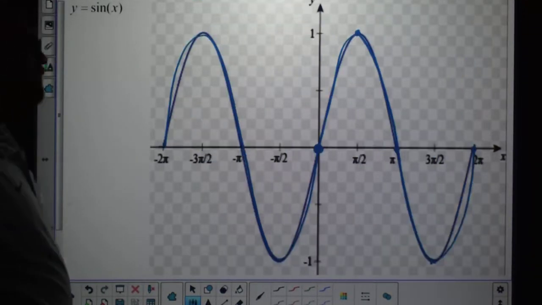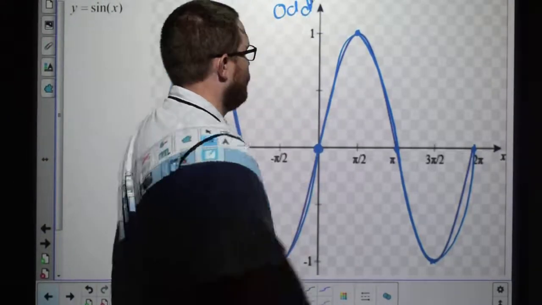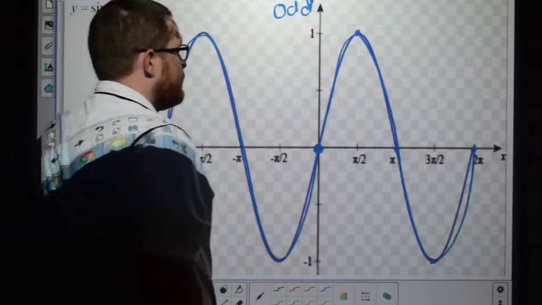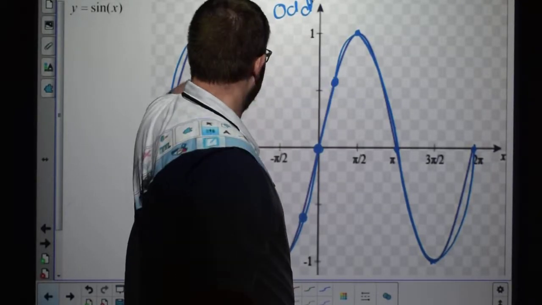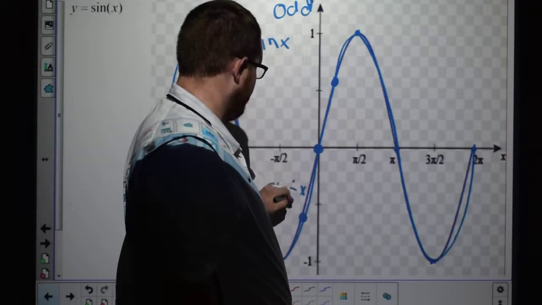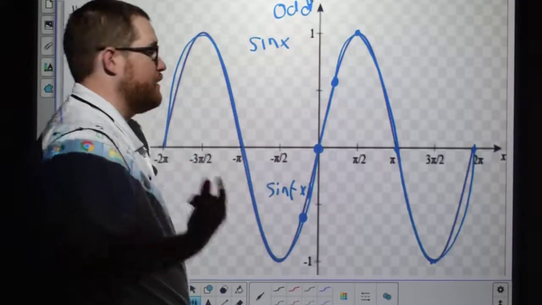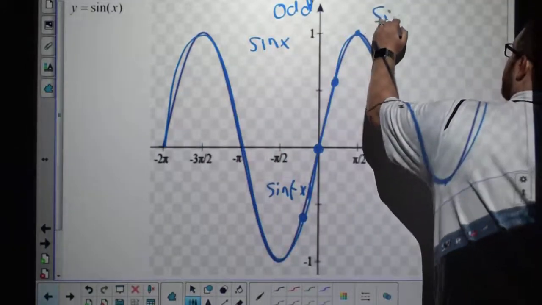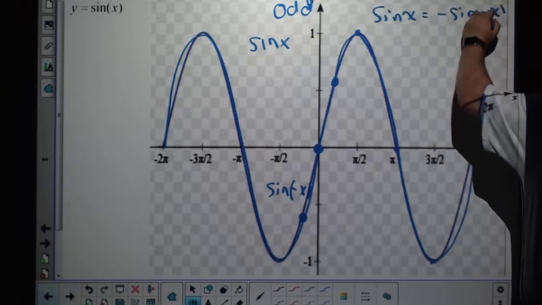How about sine? Well, sine is odd, meaning it's symmetric about the origin. If I were to take this and rotate it 180 degrees, I would get this back. So let's talk about a sine of a positive and a sine of a negative. Let's talk about sine x up here and sine of negative x down here. They're at the same y value except that this one's positive and this one's negative. So the negative angle identity here is sine of negative x equals the opposite of sine of x.